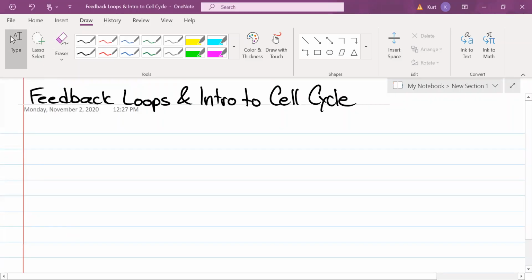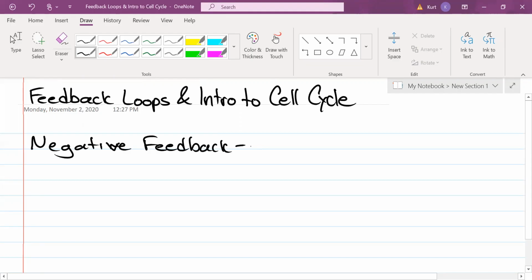Okay, when it comes to feedback loops, you either want to enhance something that is already happening or you want to undo what is currently happening. Let's do negative feedback first. In plain English, negative feedback means you want to undo what is being done. If your blood sugar is too low, elevate it. If your body temperature is too high, lower it.